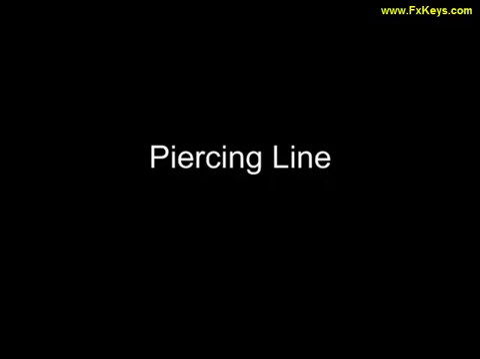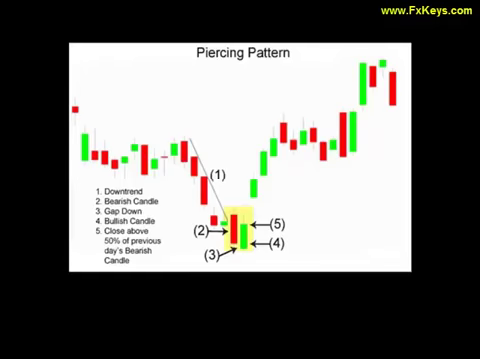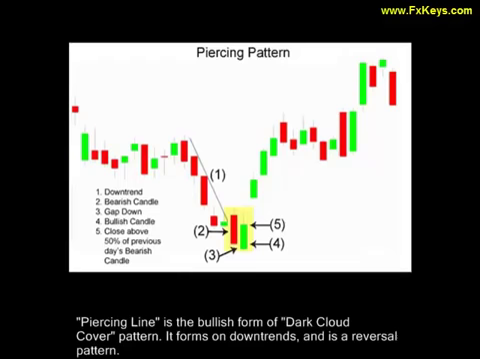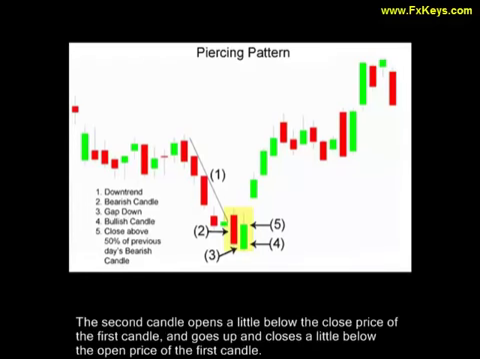Piercing line. Piercing line is the bullish form of dark cloud cover pattern. It forms on downtrends, and is a reversal pattern. The second candle opens a little below the close price of the first candle, and goes up and closes a little below the open price of the first candle.